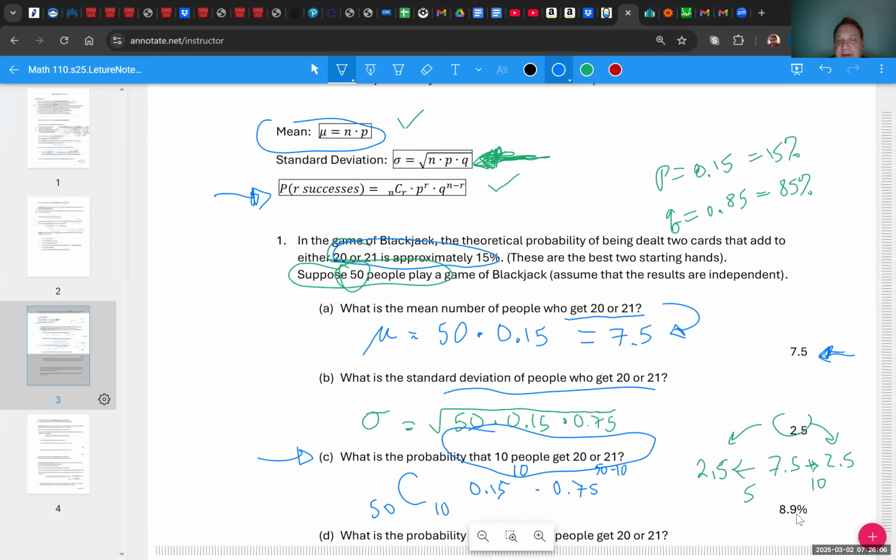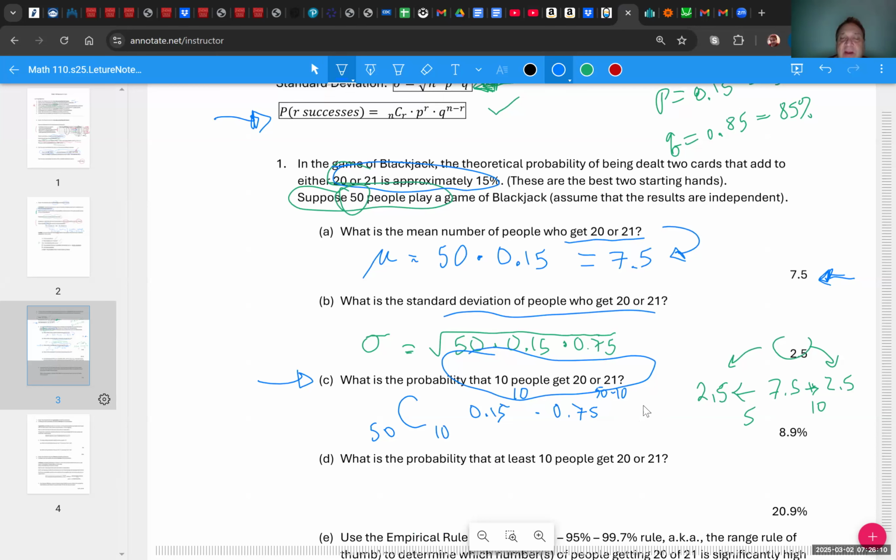What did I put as my answer here? I guess I rounded it to one decimal place, so 8.9%, or 9% if you round it to a whole percentage. So that's the percentage of the time that 10 people get either a 20 or 21. 8.9%. 9% of the time 10 people will get that.